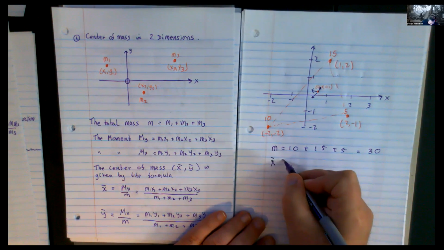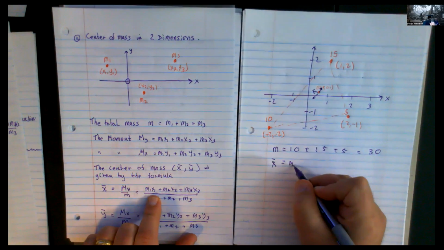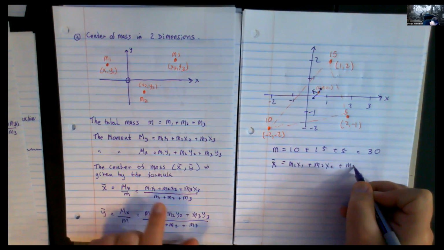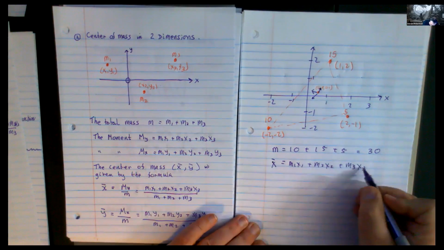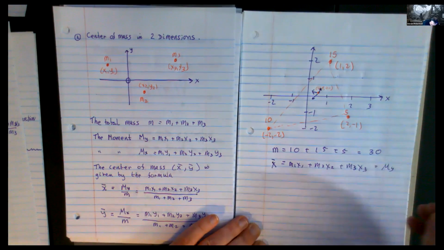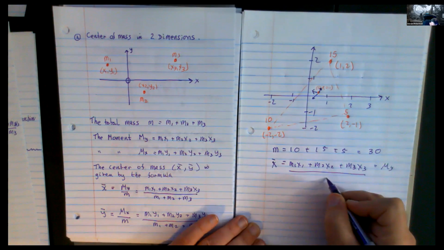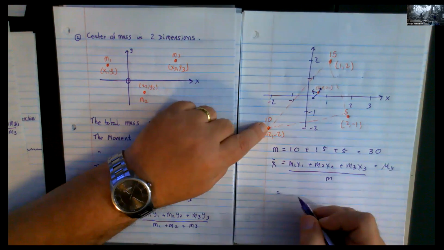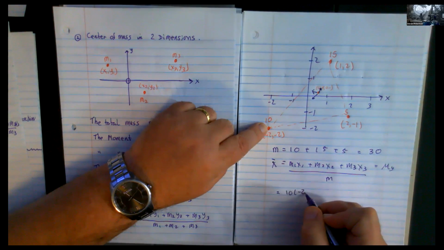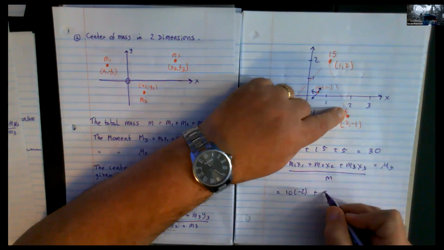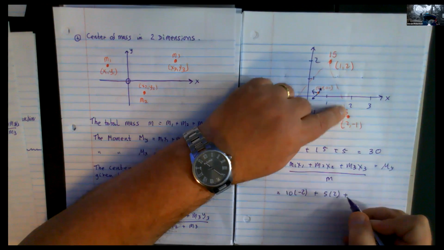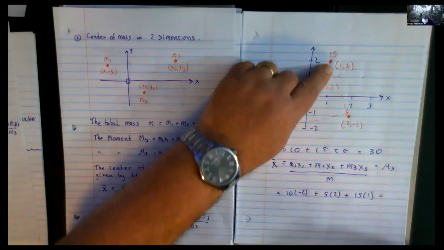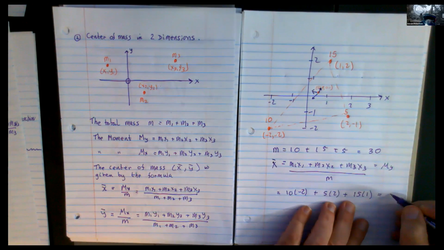If you want to get X bar, you do M1X1 plus M2X2 plus M3X3. That basically is the guy that they call MY, right? That's the top bit, and you divide it by the total mass. So let's see what we get. This guy here is 10 and its x-coordinate is -2. This guy here is 5 and its x-coordinate is 2. And this guy here is 15 and its x-coordinate is 1. So you put this together and we get 0.